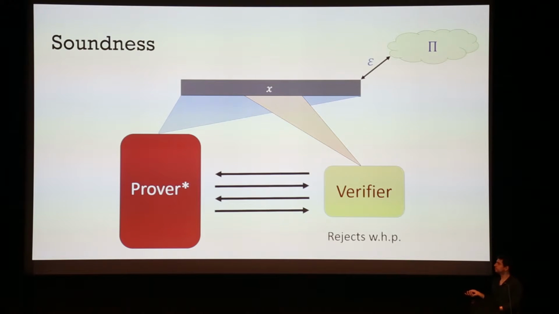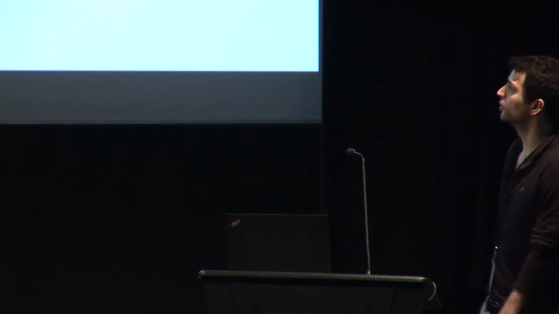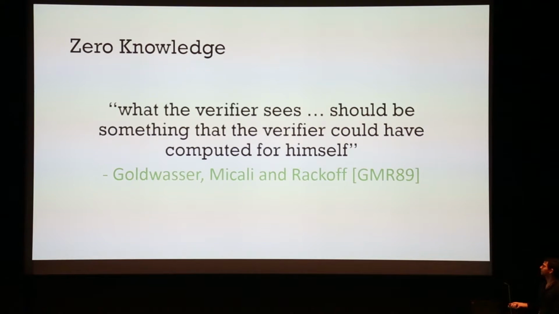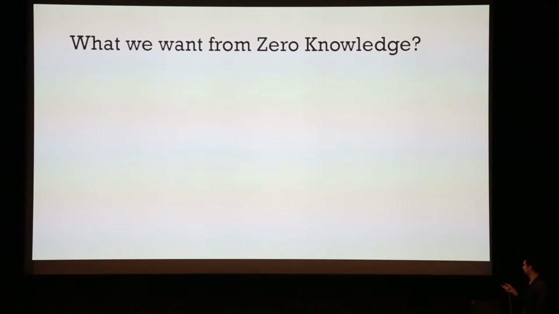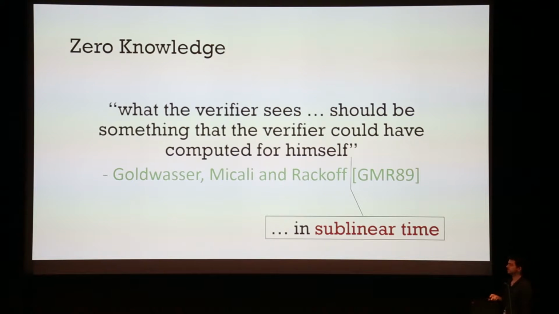So given this model, now we want to add zero knowledge to it. And to do so, let's first remind ourselves what is the original motivation for zero knowledge, from the original paper by Goldwasser, Micali, and Rackoff that introduced zero knowledge. So the original intuition behind the definition of zero knowledge was that what the verifier sees should be something that the verifier could have computed for himself. So this intuition led to the simulation-based definition that we'll see next. But first I want to say, the same intuition can carry over to our setting, only that the computations we care about are all sublinear time.